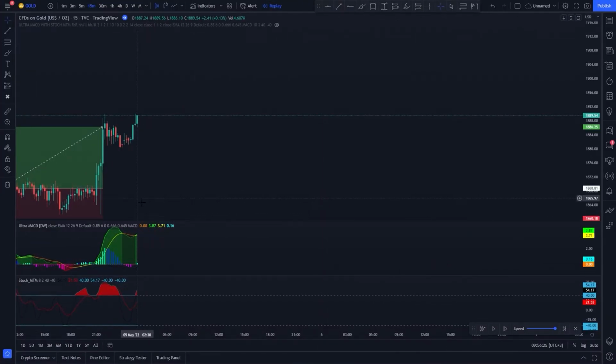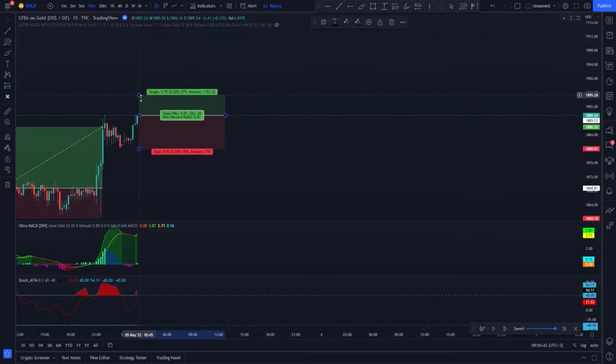Here all conditions are fulfilled. Stochastic momentum is overbought, bullish candle, Ultra MACD is above the zero level and blue. We can go ahead and take a long position. Our stop loss must be under the recent lower low, and the risk to reward ratio will be 2.